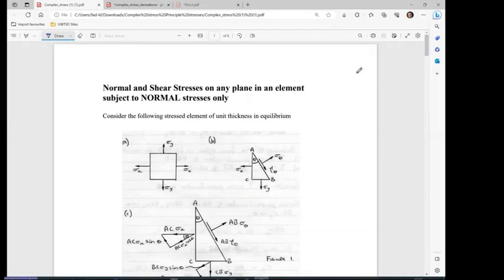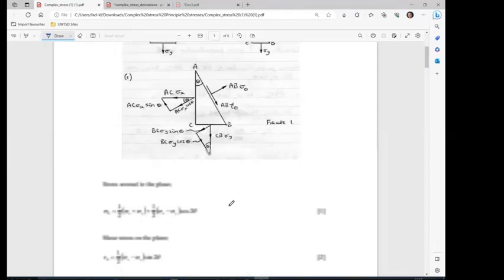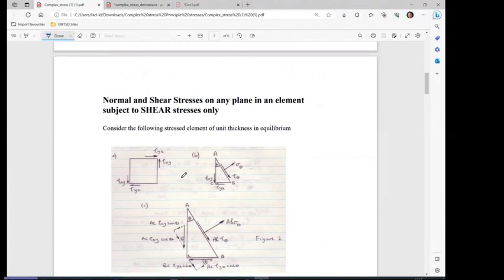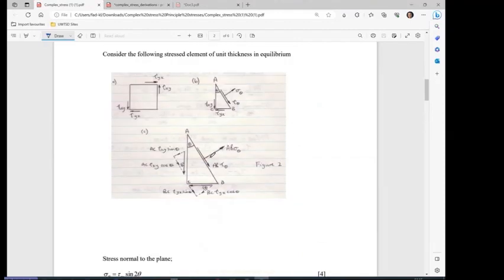Okay, so let's have a think about what we've done over the last couple of videos. We considered an element subjected to normal stress only, and we worked out what the direct stress and shear stress was internally at some angle theta. We then said, okay, let's take an element subjected to shear stress only, and let's work out what the internal direct stress and shear stress was.